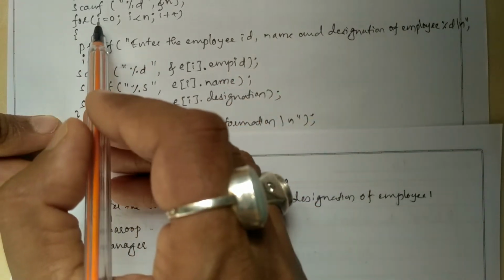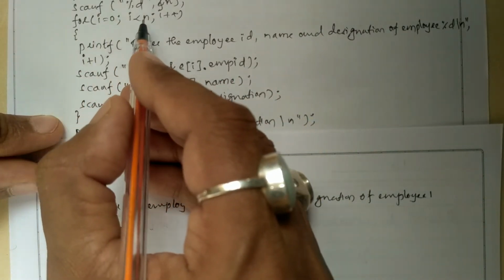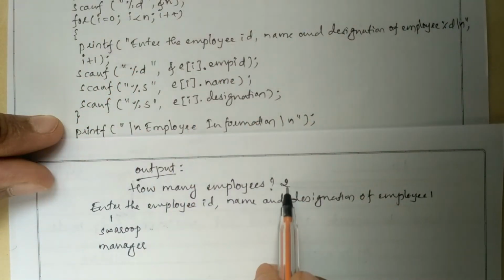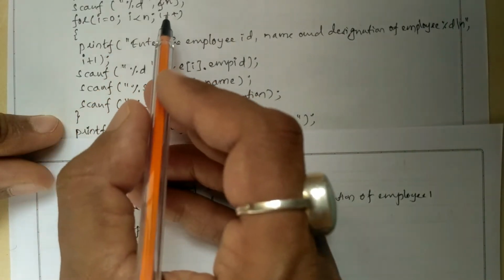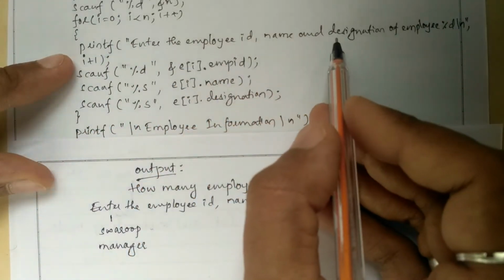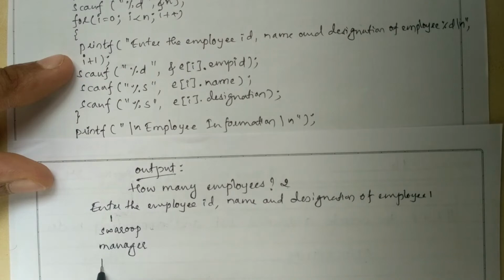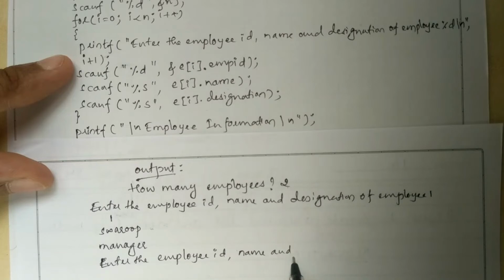1. So now i is 1. 1 is less than n, n value is what? 2. So 1 is less than 2. Yes, the condition is true. Once again, this particular statement will be printed. So again, it will ask the user to enter the employee ID, name and designation of employee.